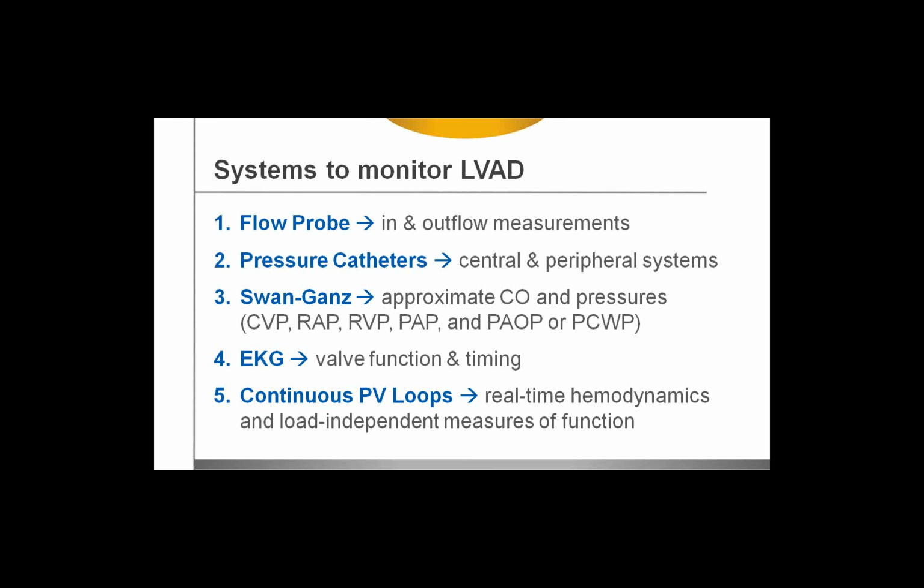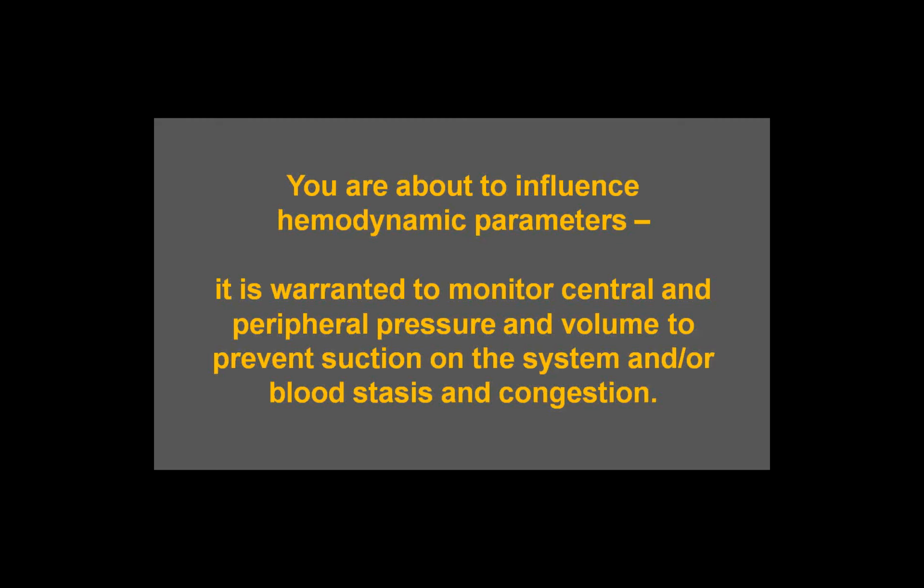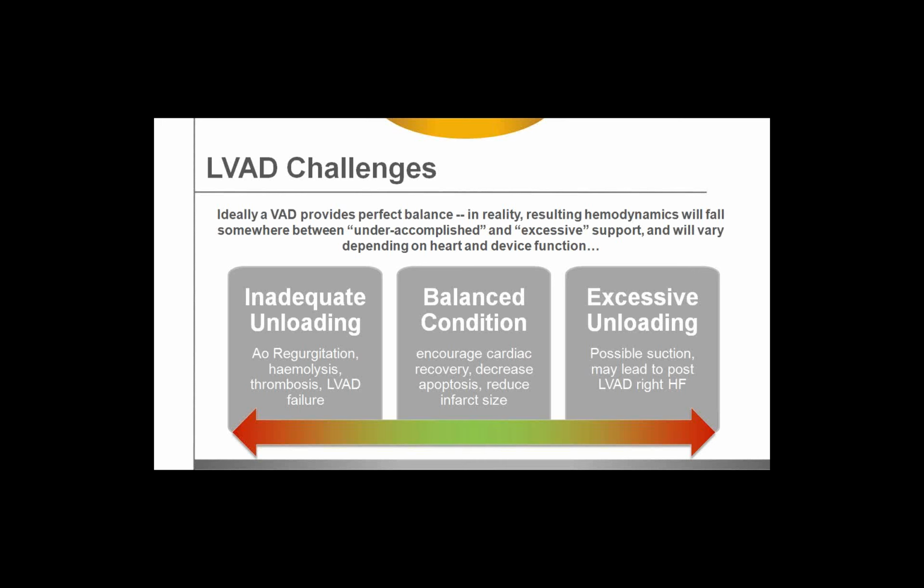It's a real-time measurement, beat by beat, and it's monitoring left ventricular unloading. As we remember from before, we're looking for balanced unloading, and that's the purpose of including pressure-volume loops in that group. So are you about to influence hemodynamic parameters? It is warranted to monitor central and peripheral blood pressure and volume to prevent suction on the system, and blood stasis and congestion.